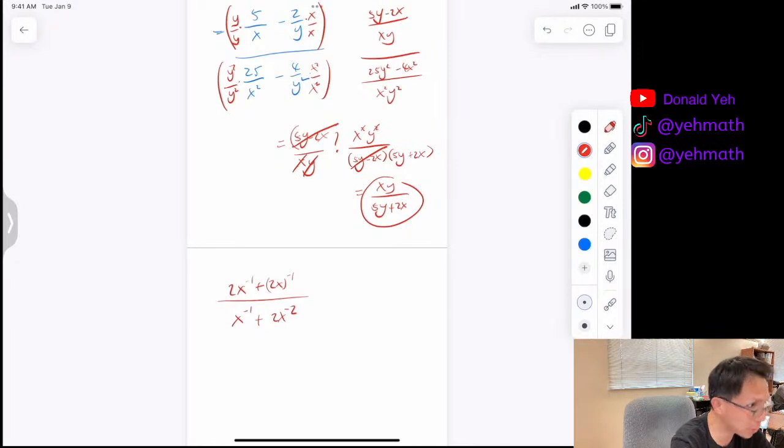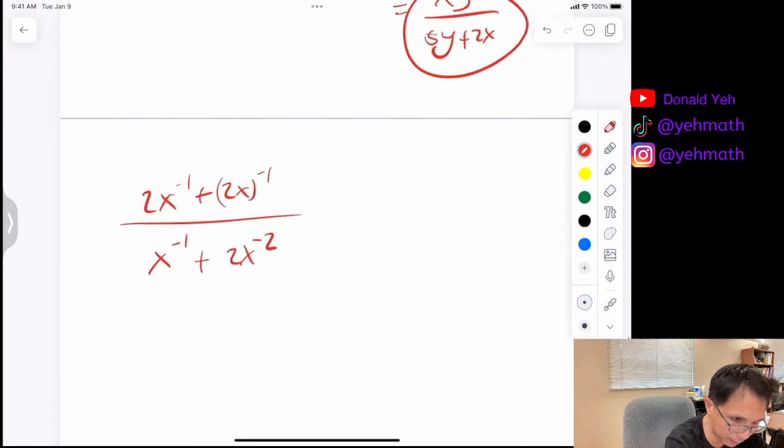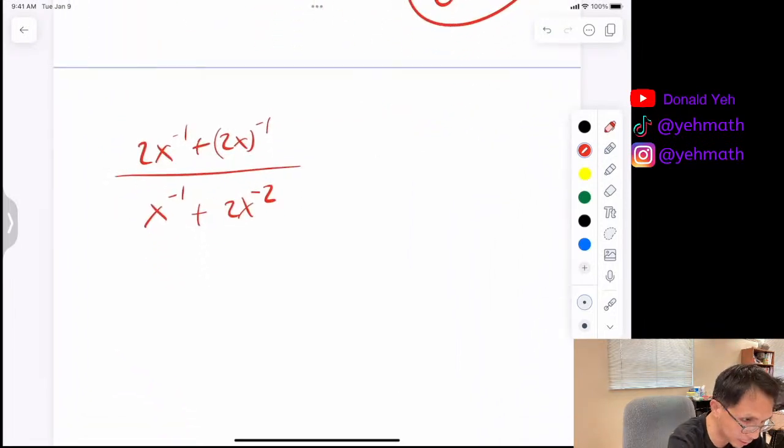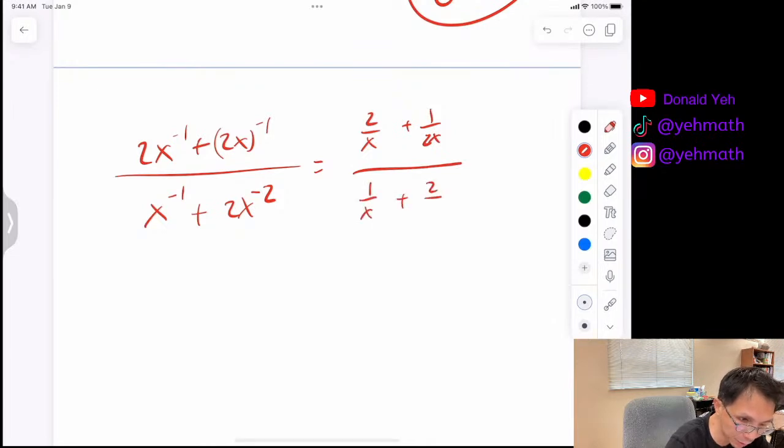I want you to rewrite and make sure you rewrite it correctly. Check with each other before you move on. Two x to the negative 1 plus 2x to the negative 1 over x to the negative 1 plus 2x to the negative 2. At least make sure your first step is right. So the first one should have been 2 over x. Did you do that? Plus 1 over 2x. Did you do that? Okay, good. 1 over x plus 2 over x squared.